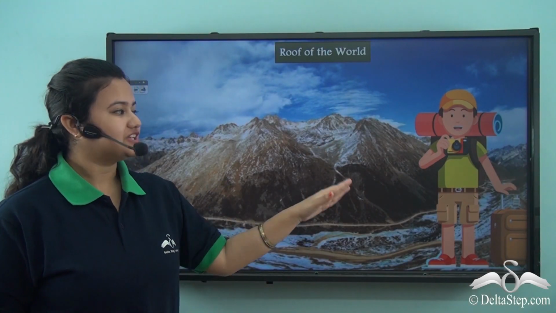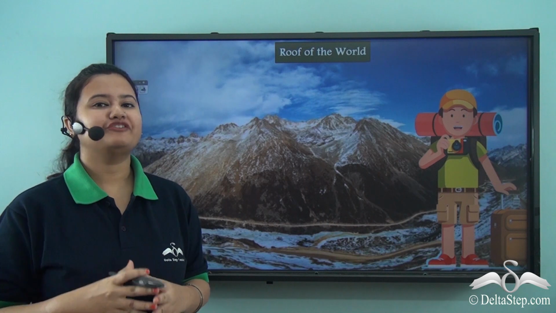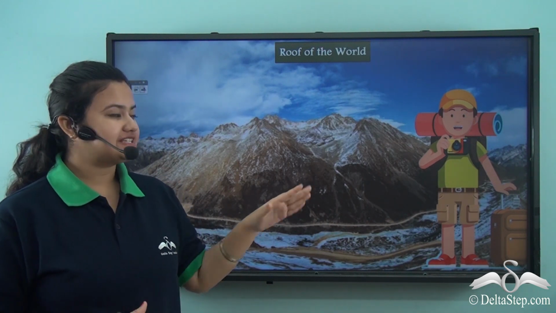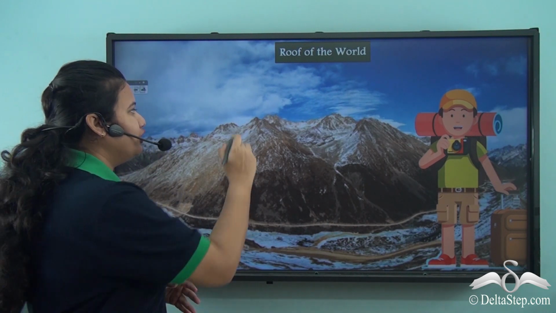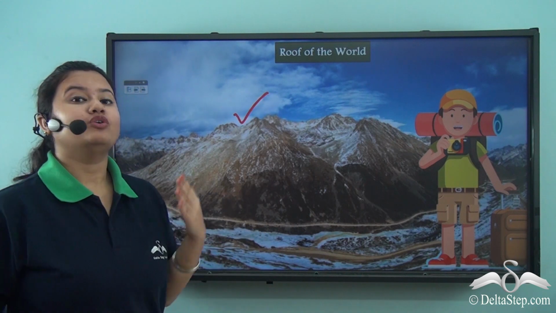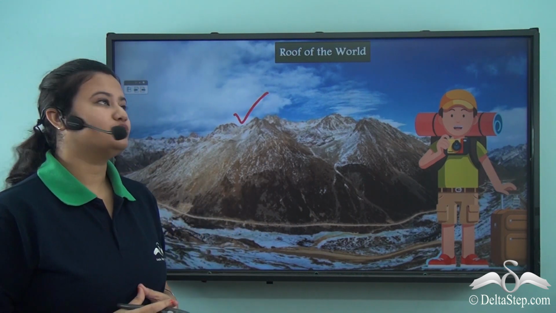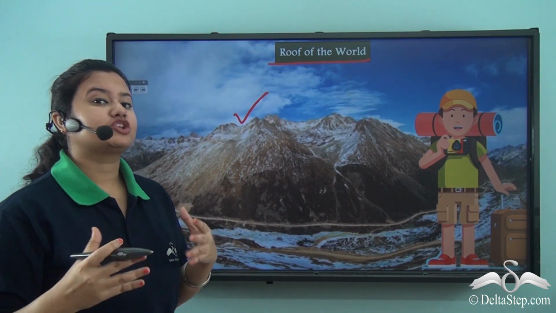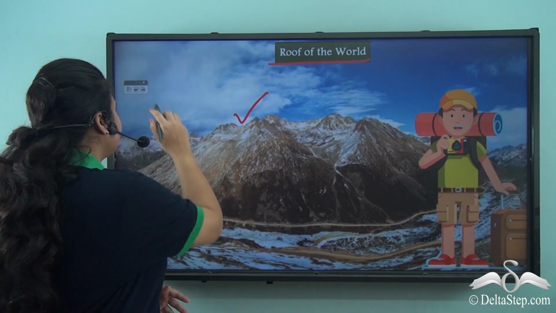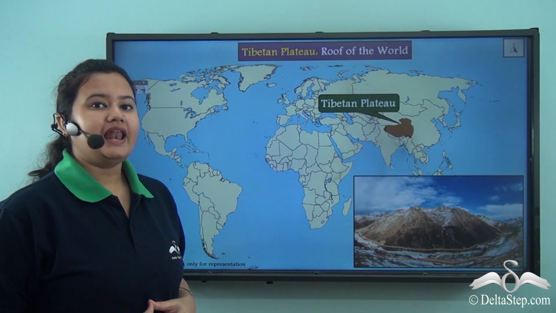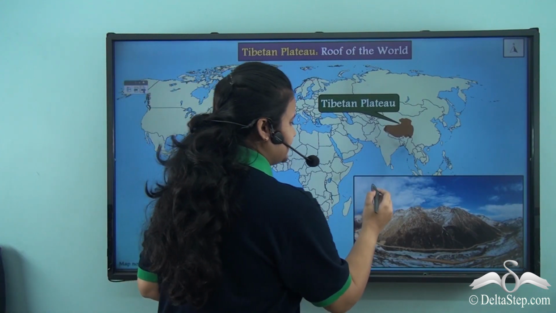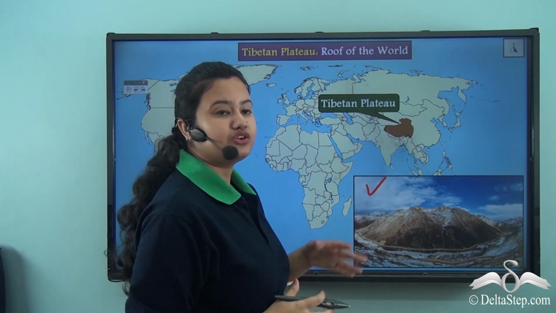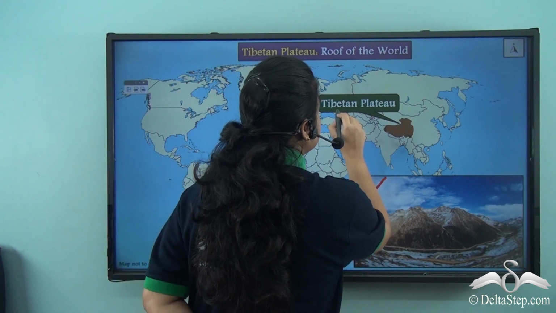We have Mr. Johnny. I hope you all can remember him. Recently, he has taken a tour of this place. Now, do you know that this place is known as the roof of the world? Well, can you tell me the actual name of this place? Well, actually, this place which is regarded as the roof of the world is the Tibetan Plateau.